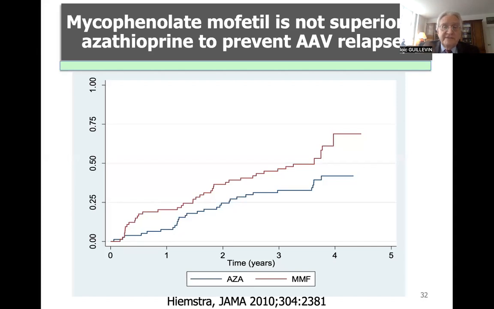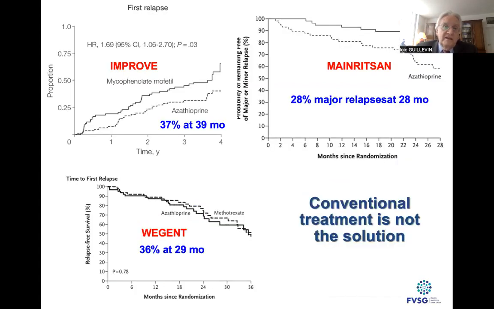Here is a comparison of azathioprine and mycophenolate mofetil. Mycophenolate mofetil is not the best drug. Azathioprine is superior to mycophenolate mofetil to prevent relapses. Personally, I use mycophenolate mofetil only when I cannot have another choice, but it is not my first choice to maintain the remission. It is summarized on these slides. And when you look at the IMPROVE study, which was a comparison of azathioprine and mycophenolate, the main reason, and we will comment, is that conventional treatment is not the solution to maintain the remission.